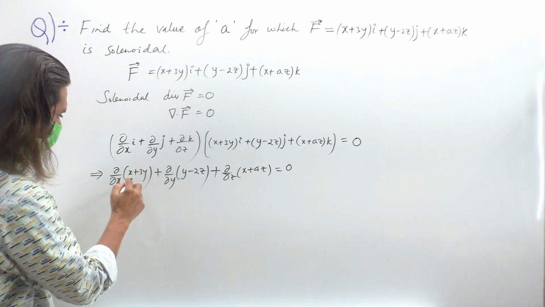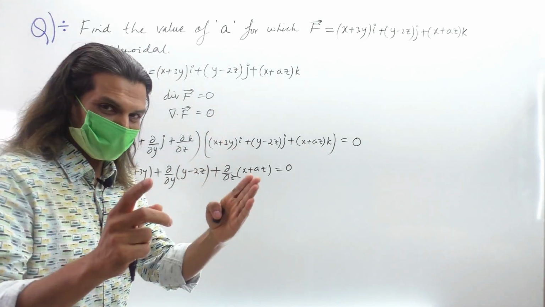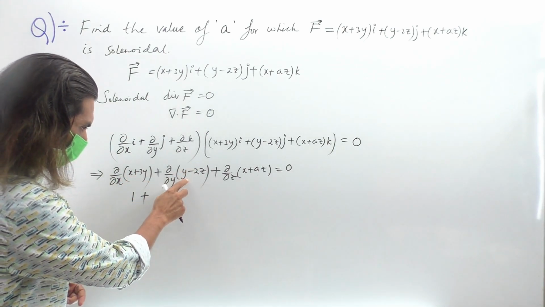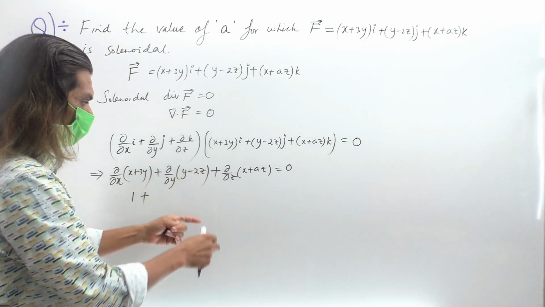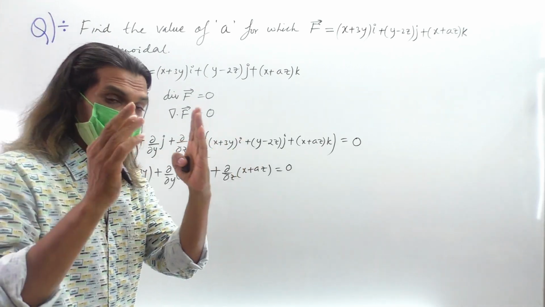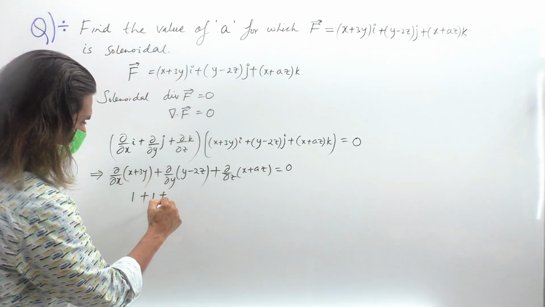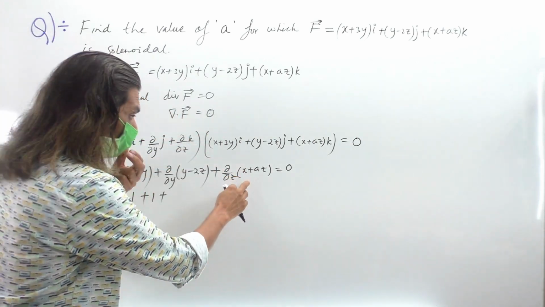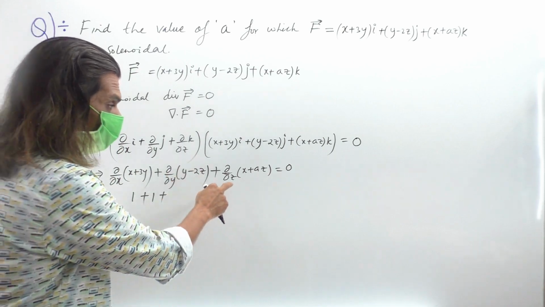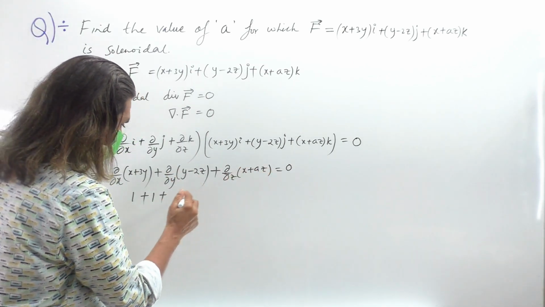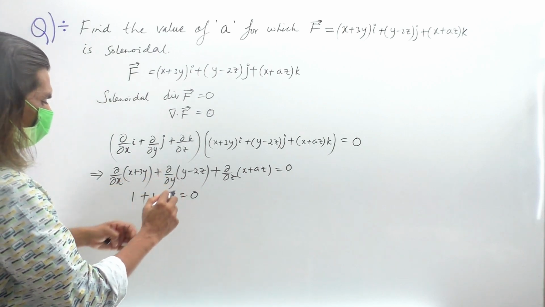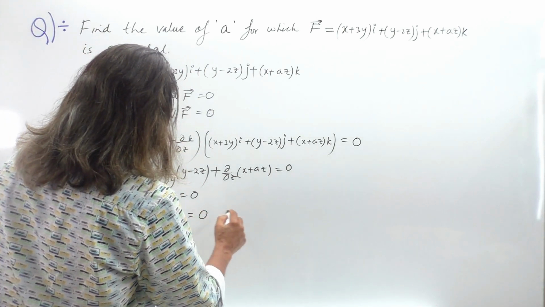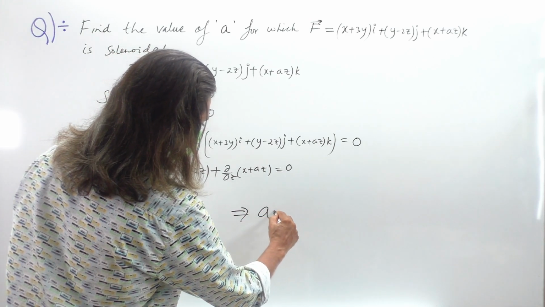Differentiate x, dou by dou x of x, we are differentiating only with respect to x. Fine. So 3y is 0, x is 1, plus dou by dou y of (y minus 2z), we are differentiating only partially with respect to y, z is 0, y is 1, plus again here dou by dou z, see x does not have z, so differentiation is 0, plus az, a as it is, since we are differentiating partially with respect to z, differentiation of z is 1. So plus a is equal to 0. That means we have 2 plus a is equal to 0. That implies from here the value of a is equal to what?